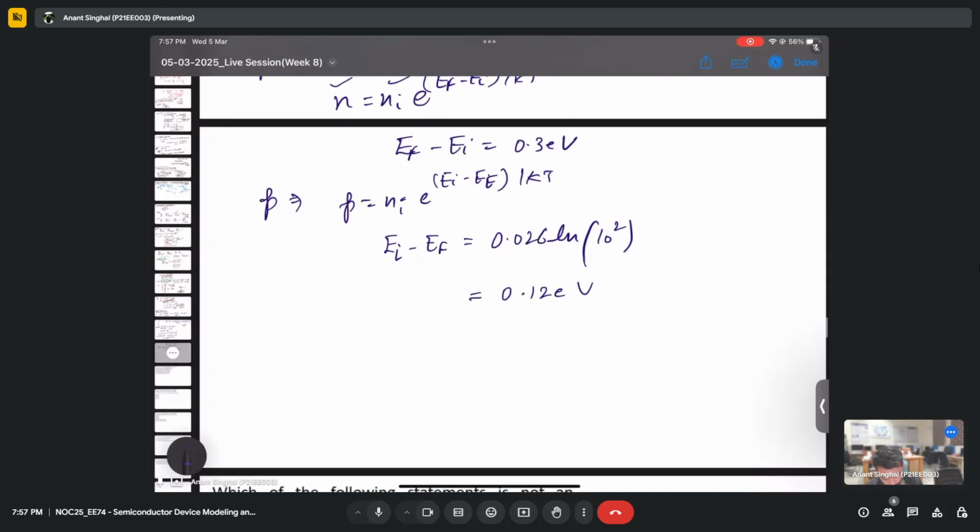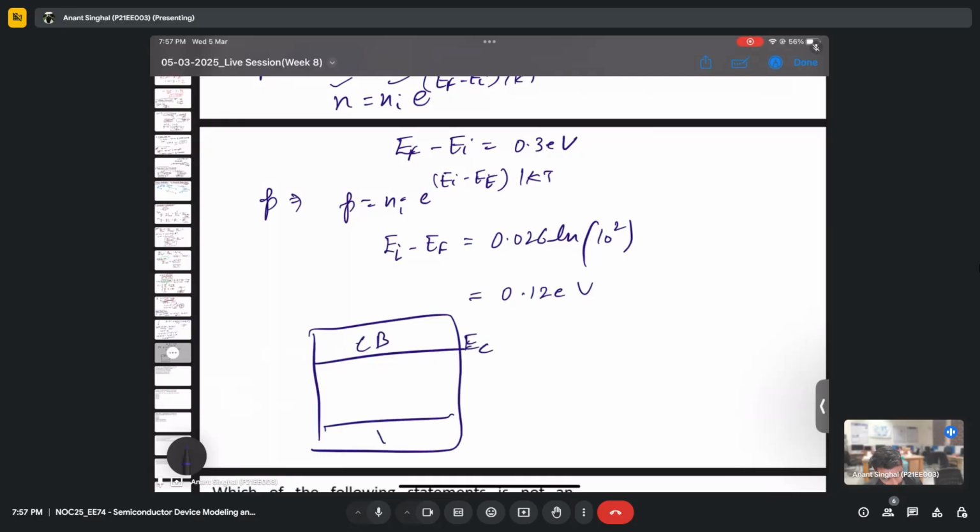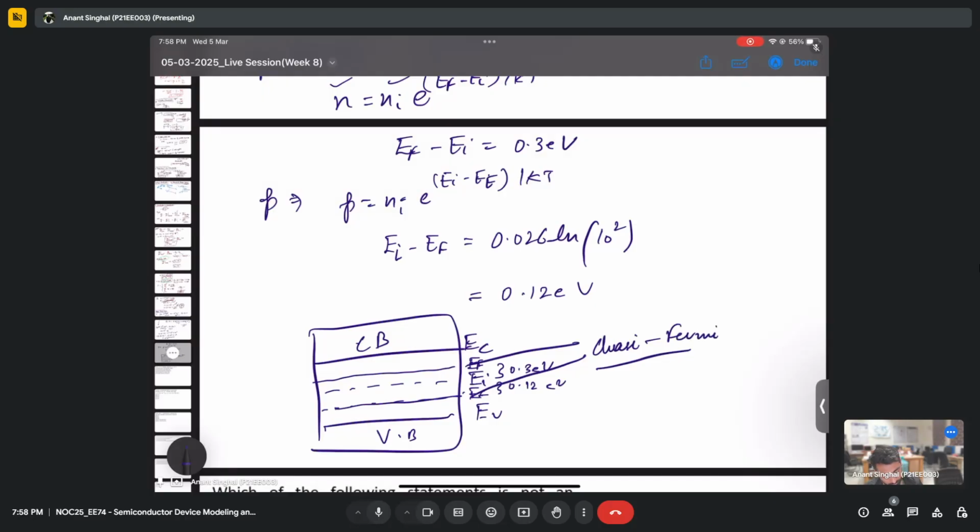So what it is exactly saying is, we have a conduction band EC, a valence band EV, and EI in between. So there are now two Fermi levels. One is EF minus EI, which is 0.3 electron volts, and one is EI minus EF, which is 0.12 electron volts. So these two Fermi levels are known as quasi Fermi levels. We need two different Fermi levels to define the non-equilibrium condition, right? Quasi means more than one.